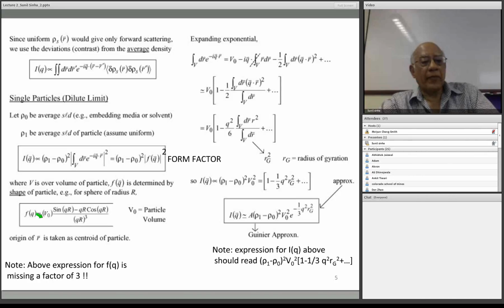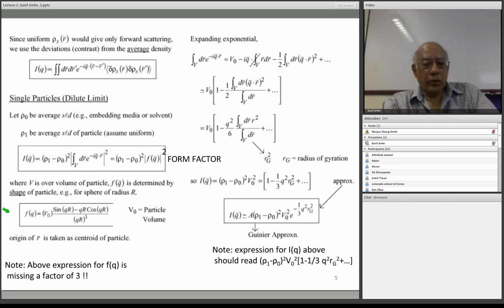And when q goes to 0, this goes to the volume of the sphere. Sometimes the volume is taken out, and the form factor is defined as just the rest of the factor, which is defined to go to 1 as q goes to 0. Okay, so just be aware of that.